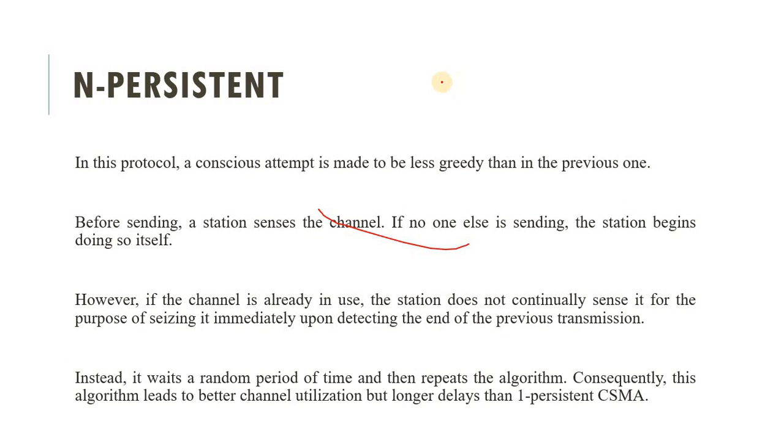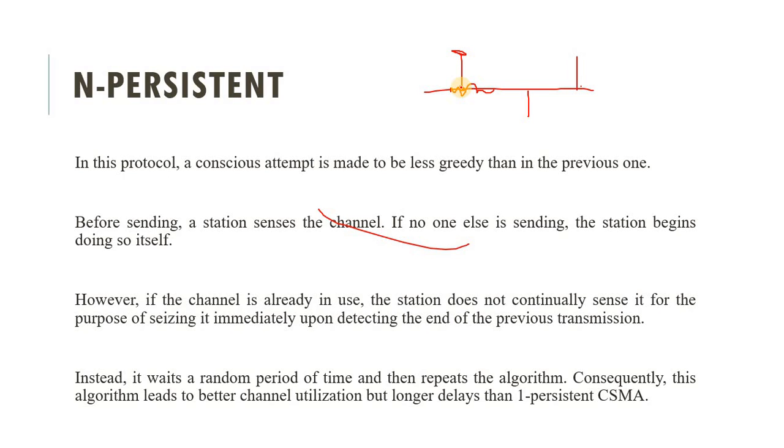But in the non-persistent, suppose these are the nodes on the channel. They are not continuously checking whether the channel is free or not. Suppose this node wants to send data on the channel, and it checks here whether the channel is free or not, but at that time some data is passing on this channel. So it waits for some predefined time period, suppose 5 minutes or 10 minutes, and then after that it again checks whether the channel is free or not.